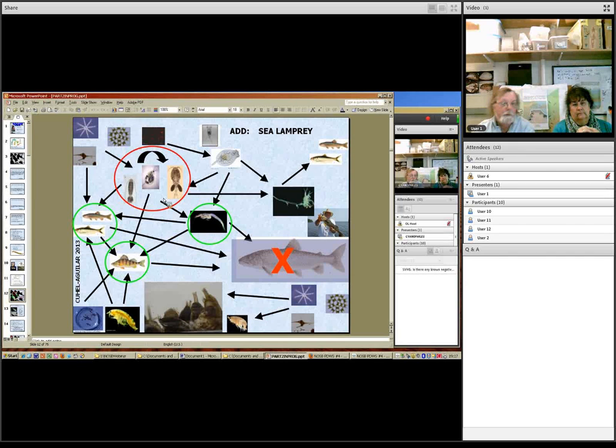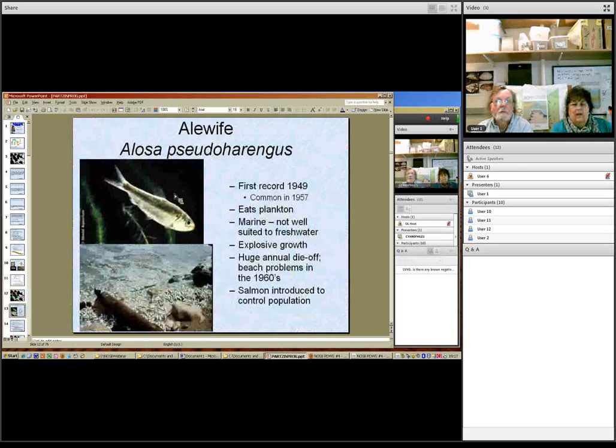And so this is how we think about this: the first impact is to increase the activity of the small fish that they used to eat, and then that decreases the activity of what those fish ate. So we have the alewife. And that's a really nice fish. It's from the herring family, and it usually is from the marine environment. And so the first record was in the 1940s, and it was very common in the 50s.